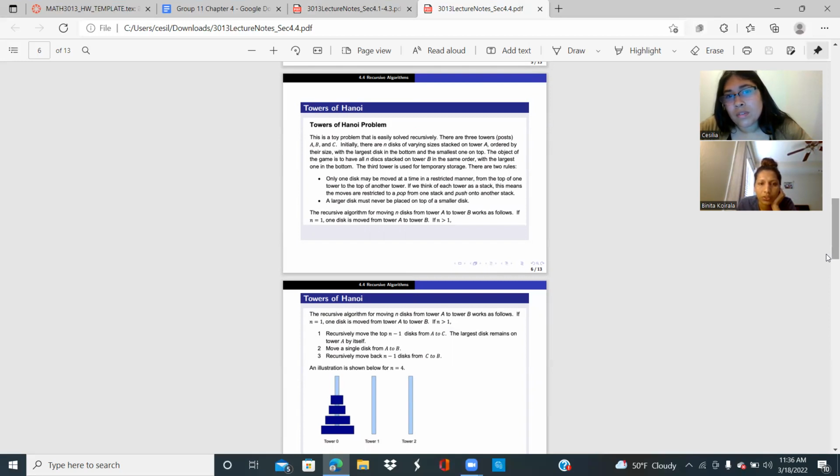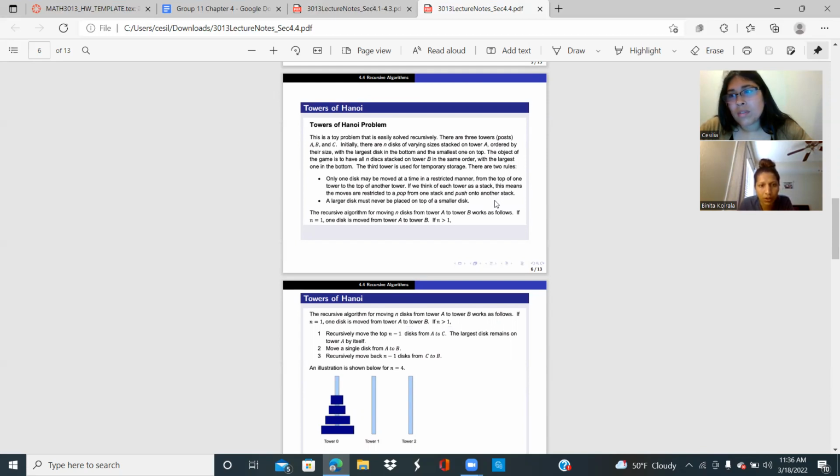There are 2 rules. Only one disk may be moved at a time, in a restricted manner: from the top of one tower to the top of another tower. If we think of each tower as a stack, this means the moves are restricted to a pop from one stack and a push onto another. A larger disk must never be placed on top of a smaller disk.